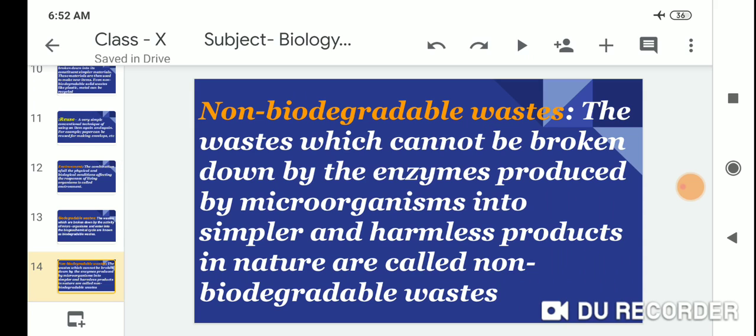Non-biodegradable wastage. The wastage which cannot be broken down by the enzymes produced by microorganisms into simpler and harmless products in nature is called non-biodegradable wastage.